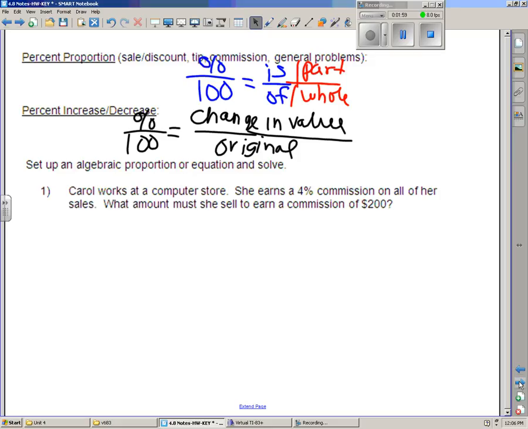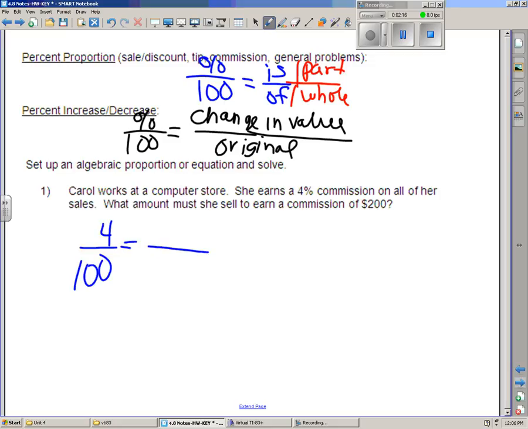So Carol works at a computer store. She earns a 4% commission on all of her sales. What amount must she sell to earn a $200 commission? So we've got our percent. And we know for sure that the percent is going to be 4. So it's 4 out of 100.